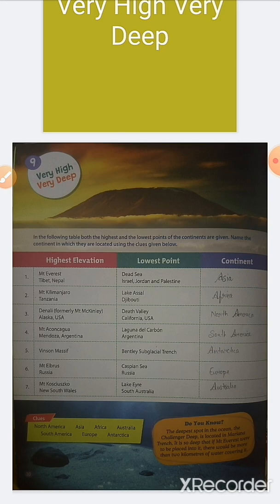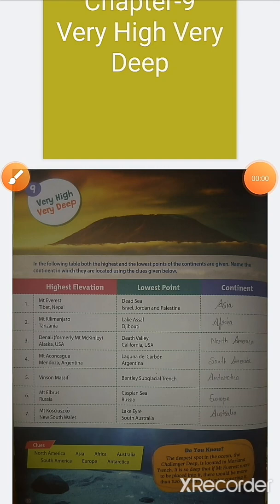So in this chapter we will read the highest elevation and lowest point of every continent. So my dear students, let us start with number first. Number first, Mount Everest, Tibet, Nepal. So Mount Everest is the highest elevation of Asia continent. Mount Everest is the highest mountain peak in the world.